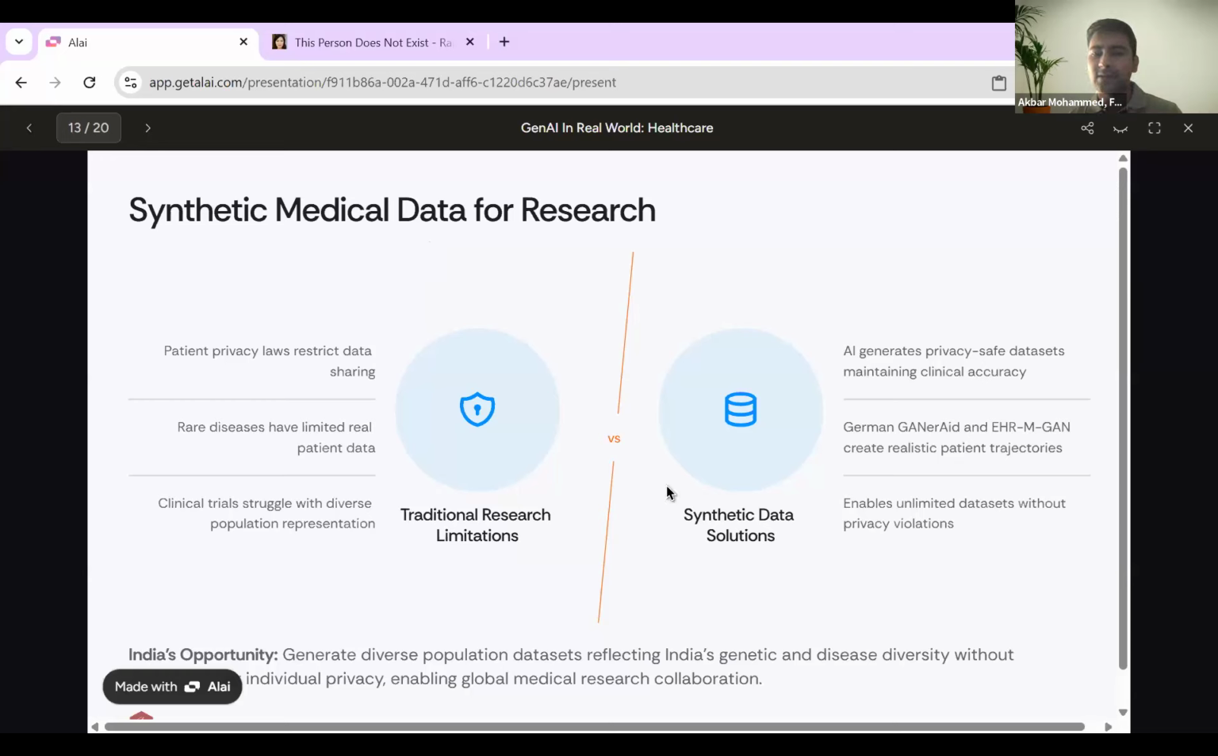We can do a lot of research on top of it. We can share these data because it is synthetic. You can share it across anywhere, right? It's not a real person's data. The key thing here is GANs, these generative adversarial networks. These are the things that create realistic patient trajectories. And you can create almost unlimited data sets. If you have the compute and the data resources, you can create as much data as you like, and then use that data to create solutions on top of it.